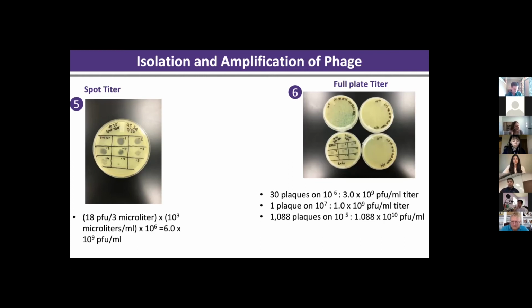Using the formula right here, the titer from spot 10 to the 6 was calculated and gave us 6.0 times 10 to the 9th.